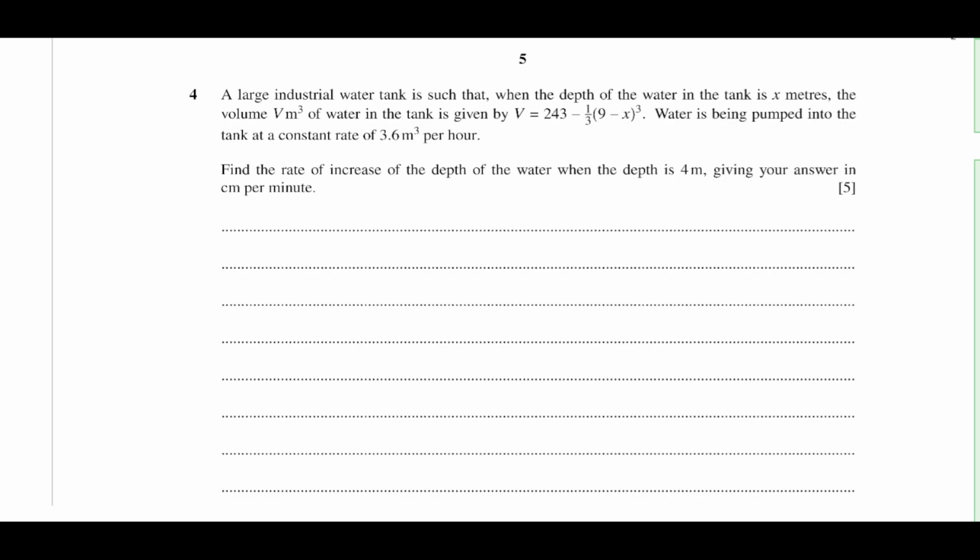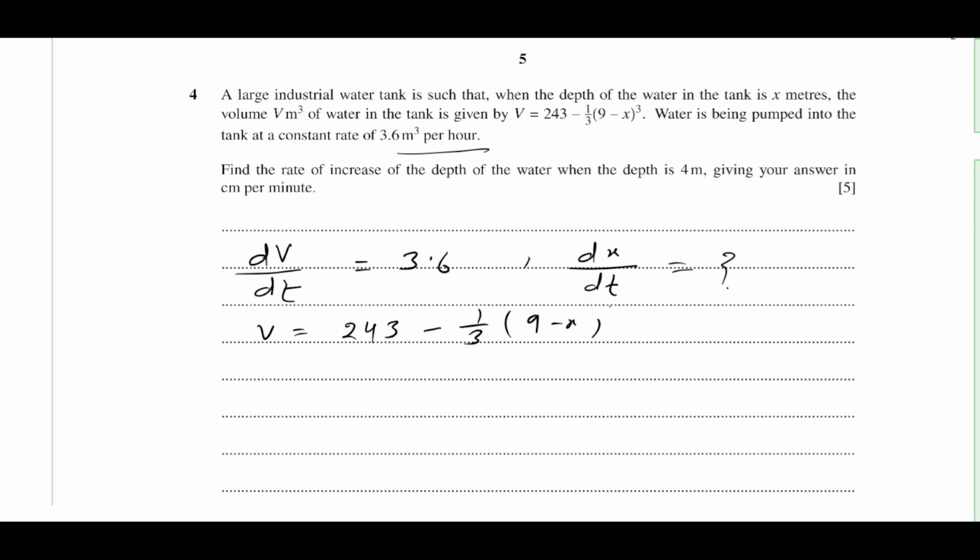So what is given? Water is being pumped in, meaning volume, so by unit you can understand dV divided by dt is given as 3.6. Okay, dV by dt is given as 3.6. We have to find the rate of increase in depth, we have to find dx by dt. dx by dt is the question mark, right? Okay, so let us write the expression for V. V is 243 minus 1 divided by 3 (9 minus x) the whole cube.